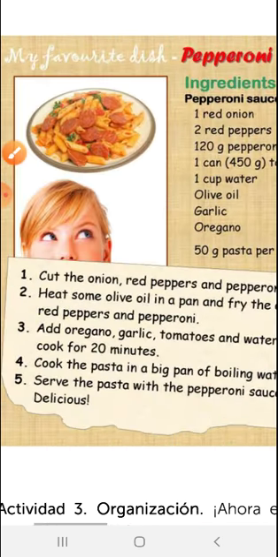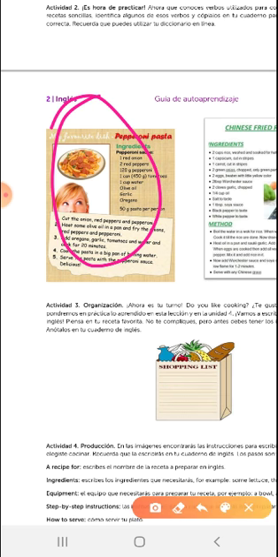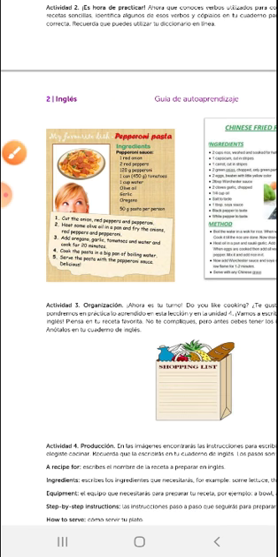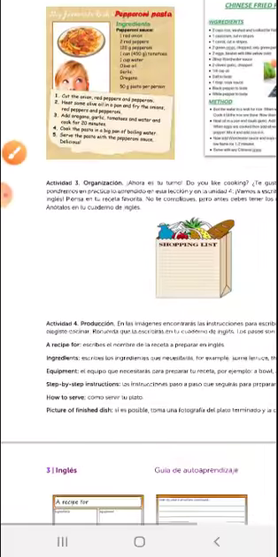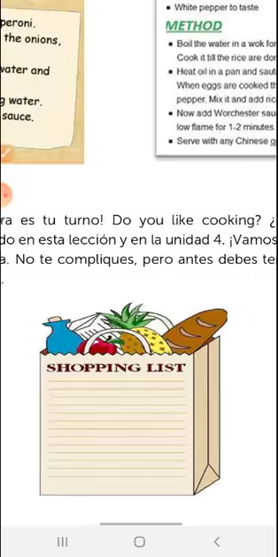Remember, identify and write. Identifica y escribe in your notebook. Okay, esa es la activity 2. De esas tus pictures que tenés ahí, two pictures, identify and write. Identifica y escribe. Easy, right? Now, activity 3, organización. Ahora es tu turno.